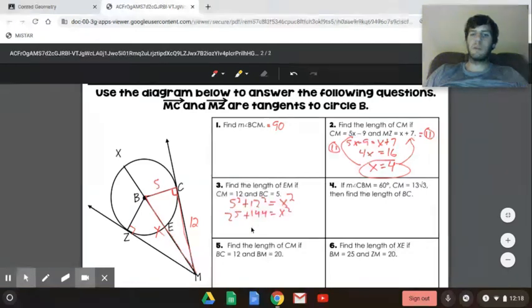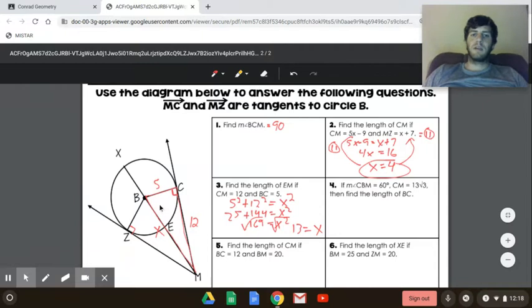Add those together, we get 169. So 169 equals x squared. You square root both sides to get rid of the square. So we square root, square root. We're going to end up with 13 equals x.